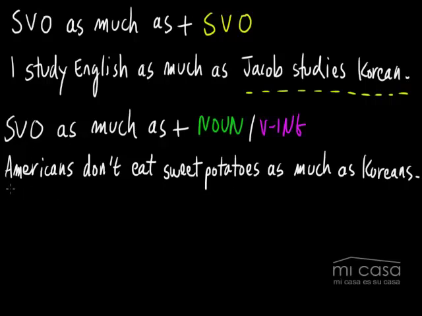So again, let's look at this sentence. Americans don't eat sweet potatoes. Here we have a full sentence, right? As much as, and then we have Koreans, which is a noun. And what does this mean? It just means that Americans eating sweet potatoes is not equal to Koreans eating sweet potatoes. Koreans eat sweet potatoes more in this case. It's unequal.